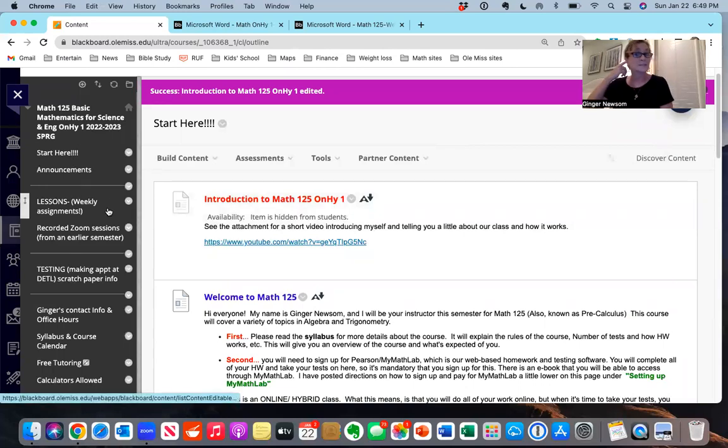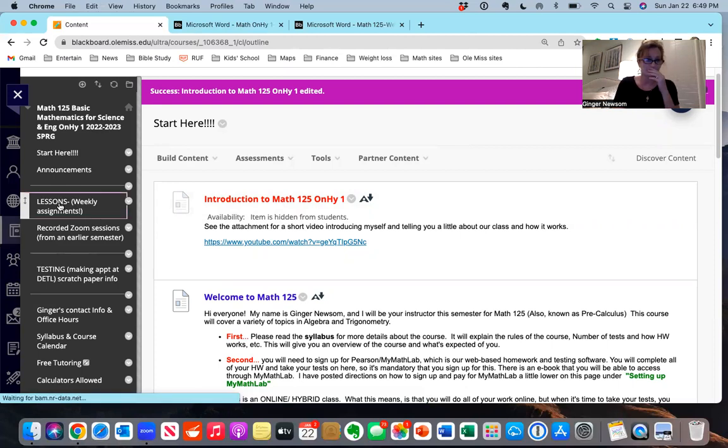Okay, so this is very important. You may ask, where do I start with my work? Pearson is where I'm going to do my homework, and we'll look at that in a little bit. But where do I get my notes, the material and everything? Right here, this tab that says Lessons, Weekly Assignments. This is what you're going to go to.